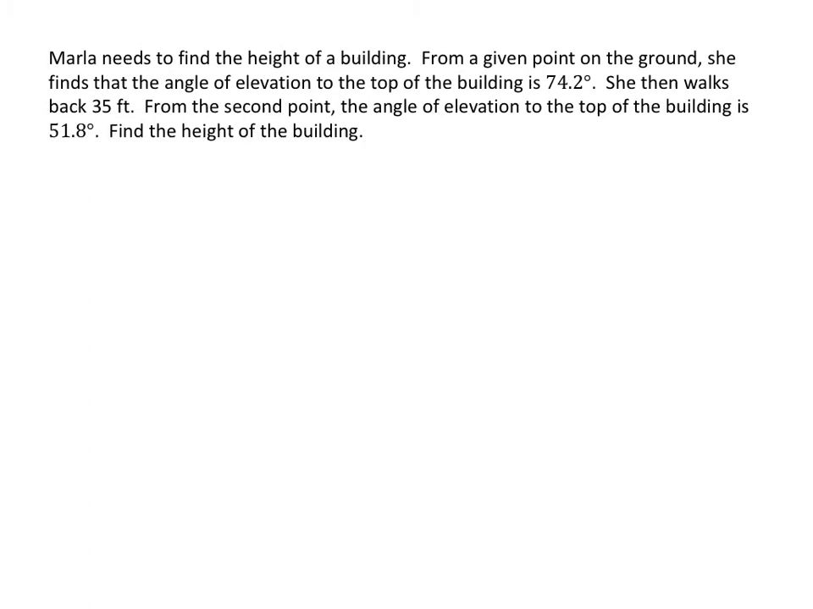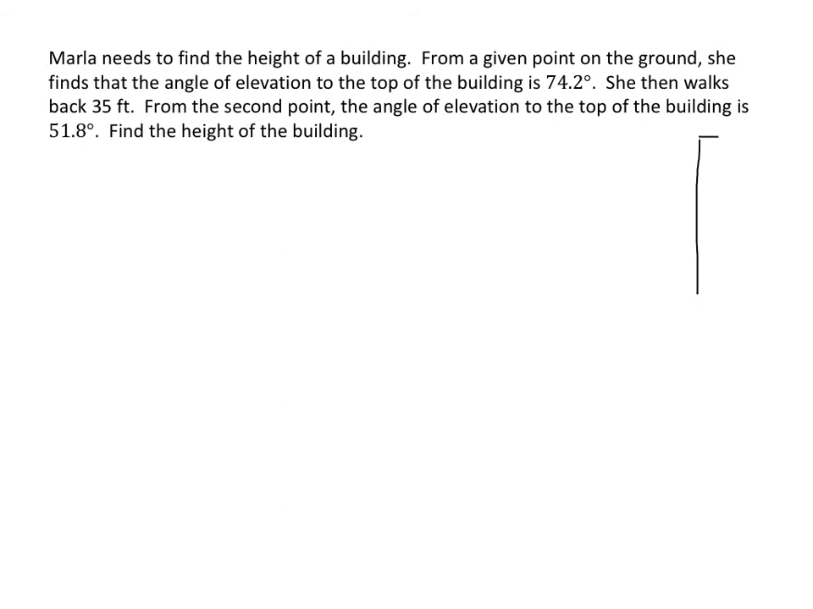This next problem is one that's quite common. We need to find the height of a building. From a given point on the ground, we find an angle of elevation to the top of the building at 74.2 degrees. She then walks back 35 feet. From the second point, the angle of elevation to the top of the building is 51.8 degrees, and we use that to find the height of the building.